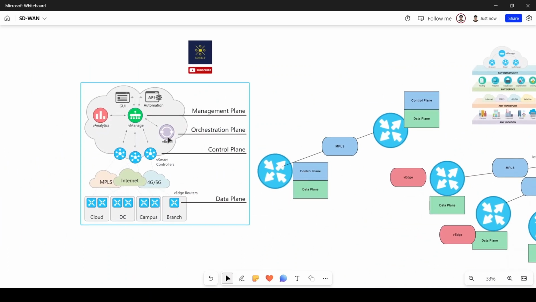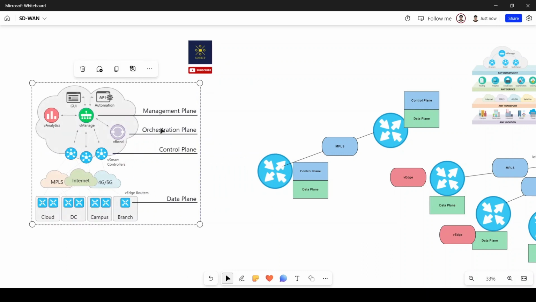And as you can see, vBond, vSmart, and vManage are inside the cloud, meaning they are cloud-based solutions. They can be deployed and activated anywhere in the cloud. Only the vEdge routers must be present on the data plane, meaning they have to be part of your branch, right? So as you can see, this architecture of SD-WAN is all about efficiency.